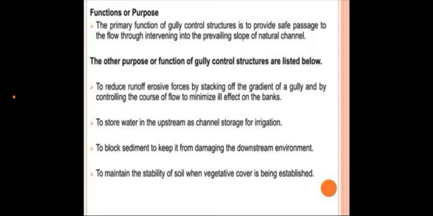Functions. The primary function of a gully control structure is to provide safe passage for flow, preventing erosion of the natural channel. The other purposes are: first, to store water; second, to block sediment; and third, to maintain stability.